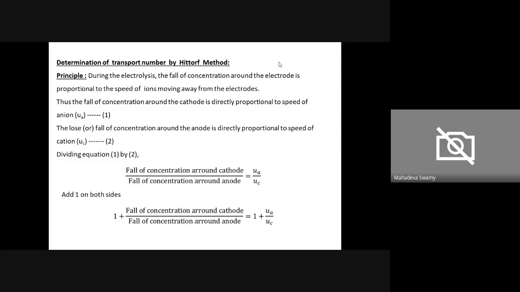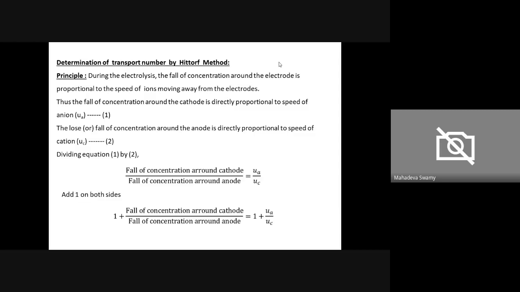An electrolysis process is going on in the electrolytic cell. The concentration falls. Why? Because the variation is taking place: ions are attracted towards the oppositely charged electrode. Then the concentration variation takes place. This is proportional to the speed of ions moving away from the electrodes.